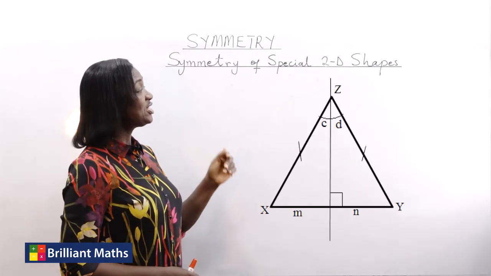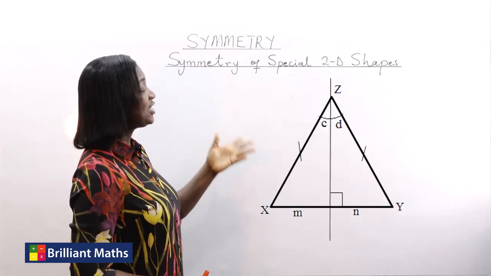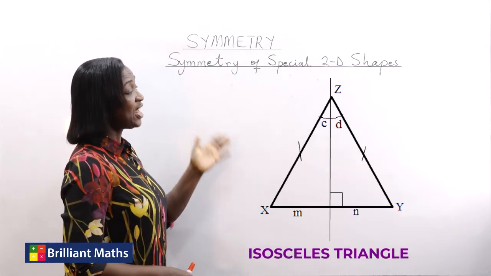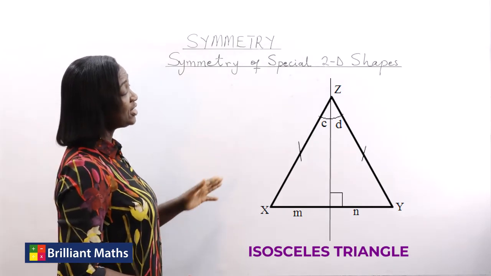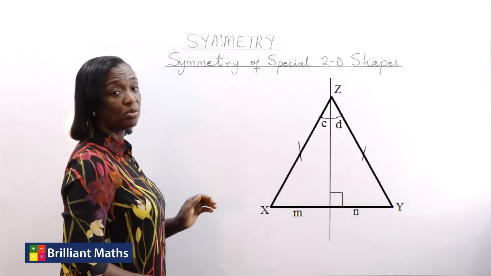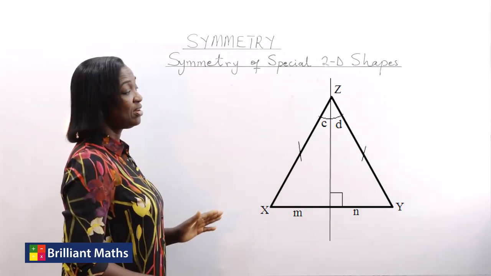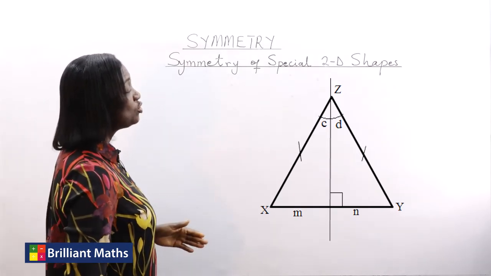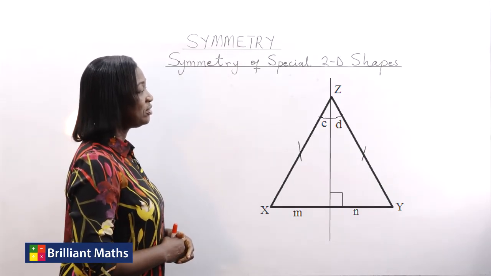So still looking at symmetry of special 2D shapes, you can see the triangle on your screen. It's an isosceles triangle. The isosceles triangle has two equal sides, so the base angles are equal. So it has one line of symmetry. You can see the line dividing the triangle into two equal parts. That's for an isosceles triangle.